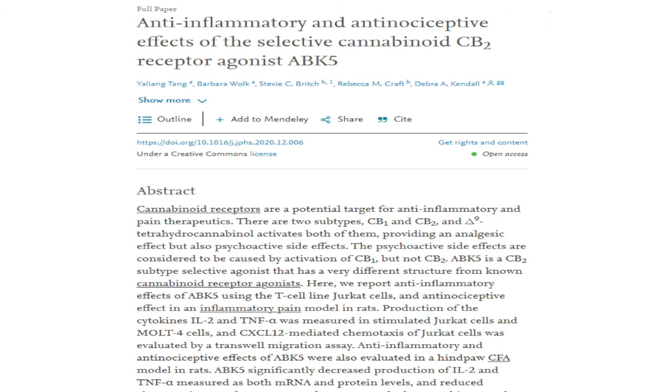So again, this points back to data being inconsistent, right? There are cases where it is indicated for inflammation, and there are cases where it's indicated for anti-inflammation.